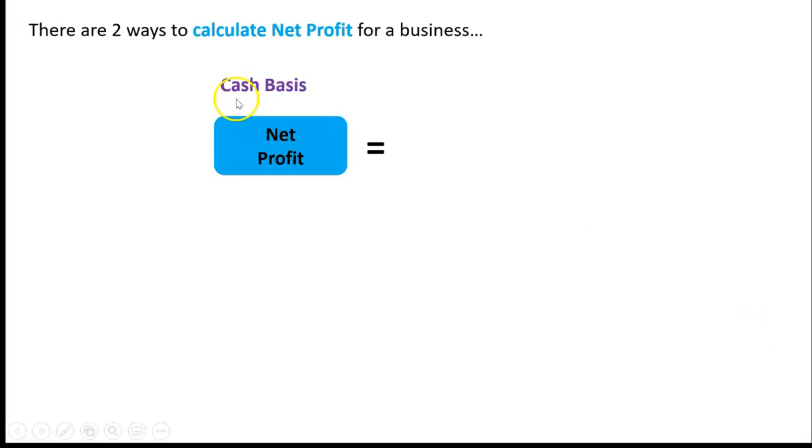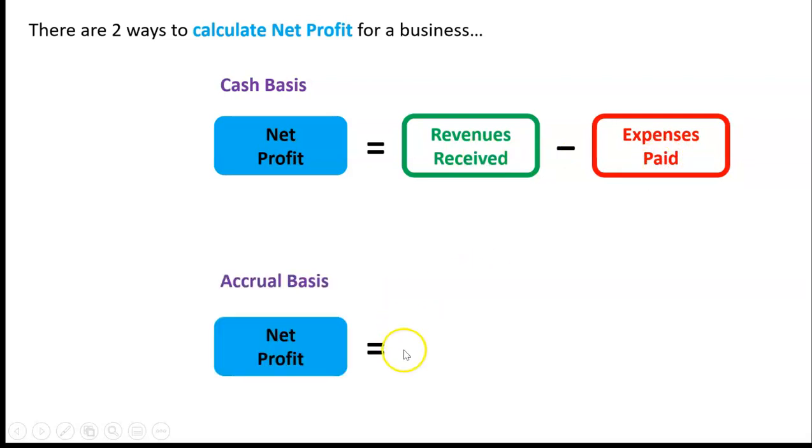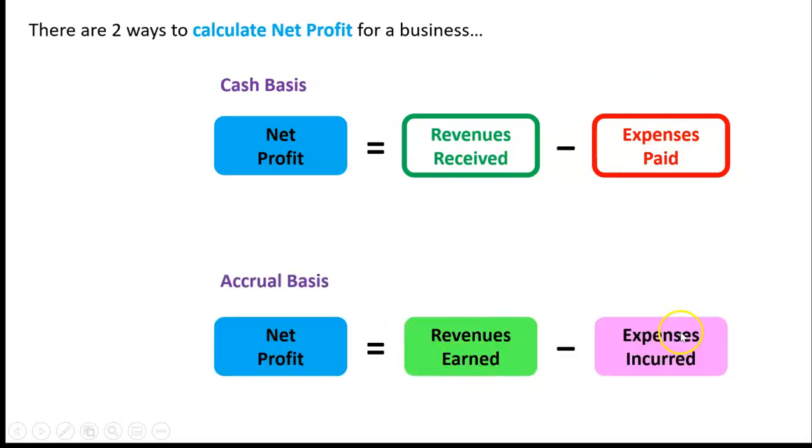I think the easiest way to understand this is to look at the opposite. Once upon a time, basically all the transactions in the world were cash. That doesn't happen anymore. But once upon a time, under the cash basis of accounting, you could calculate your net profit very easily. It was your revenues received minus your expenses paid. That is different to the accrual basis, where we say we've got revenues earned, expenses incurred.